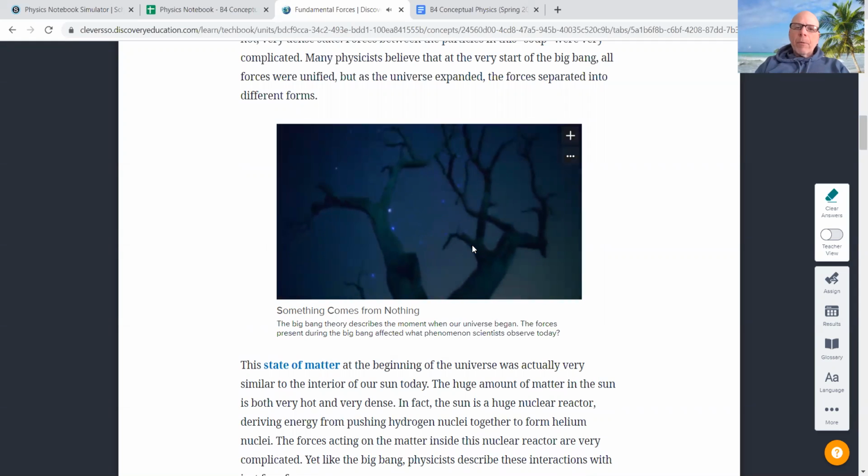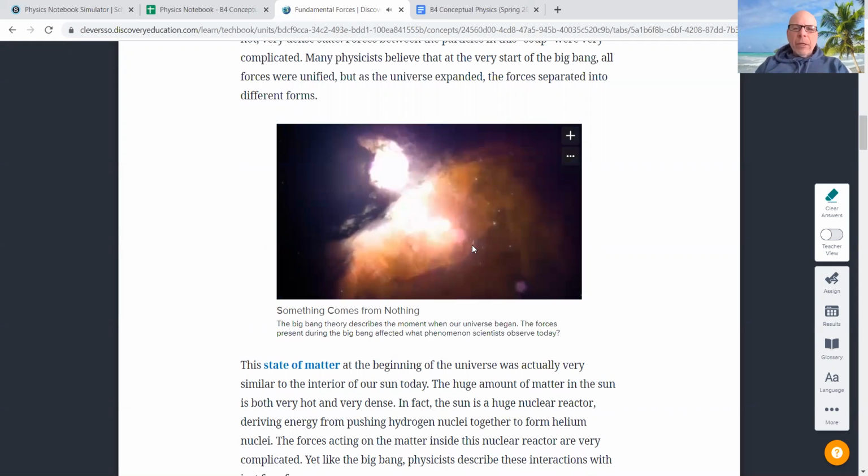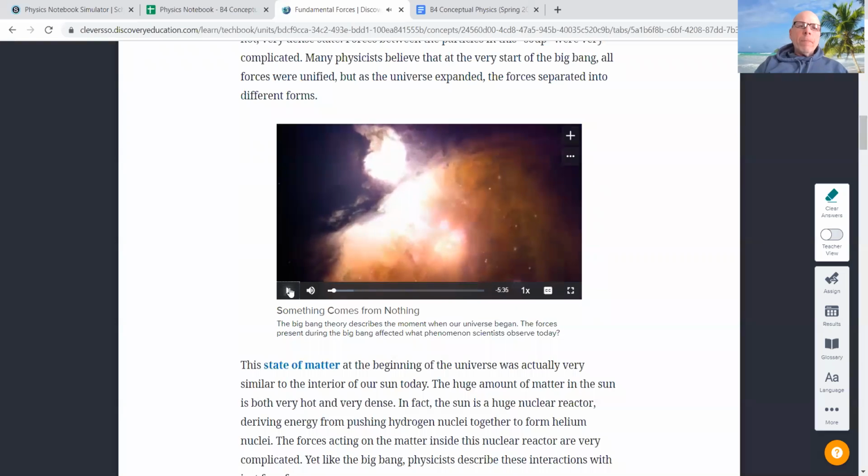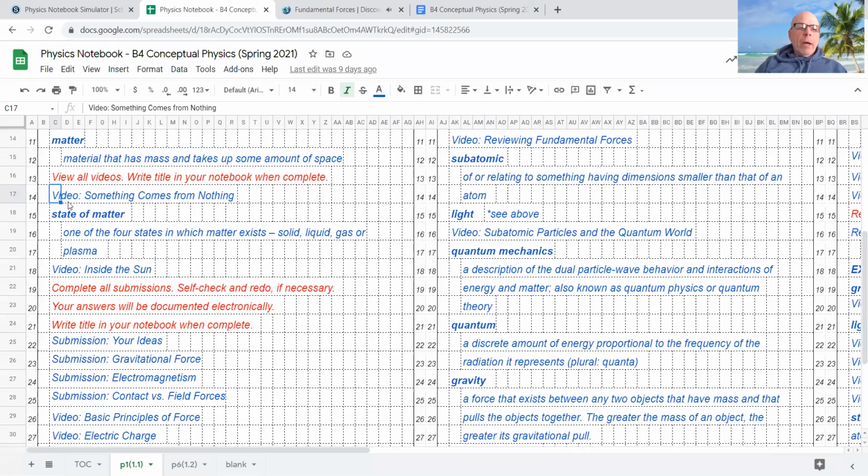I don't like taking notes from a video, because when you're taking notes from a video, you're not really listening and paying attention to the video. So just relax and watch the video. And then in your notebook, you write down "video: Something comes from nothing." That documents that you've seen that video. You don't have to write any additional notes than that.